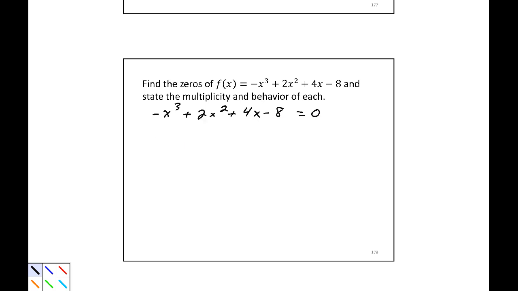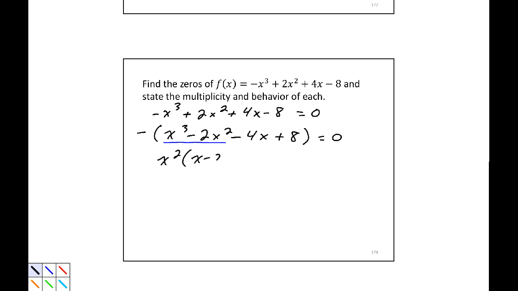Let's do that first. If I factor out a negative 1, that leaves me with x cubed minus 2x squared minus 4x plus 8 equals 0. And then I can factor by grouping. Have just a positive x squared, and that leaves us with an x minus 2. And the second two will take out a minus 4, which leaves us with an x minus 2. And I'm going to leave that minus sign out here for a little while.